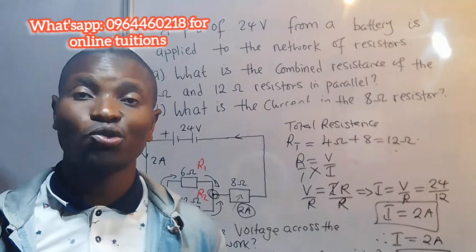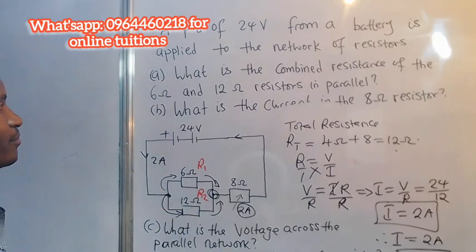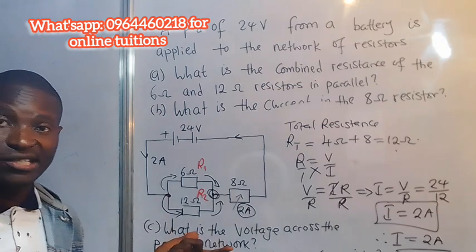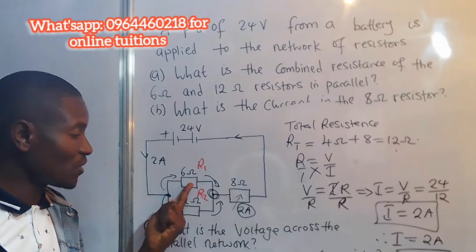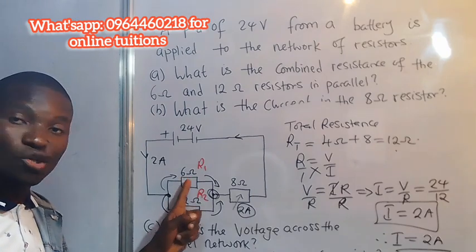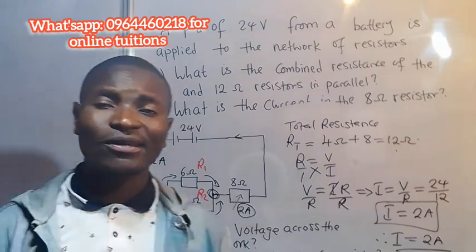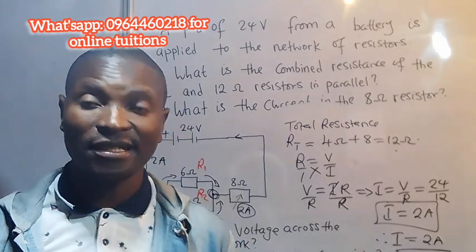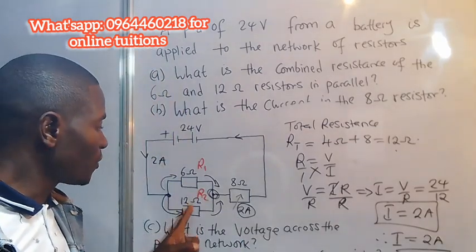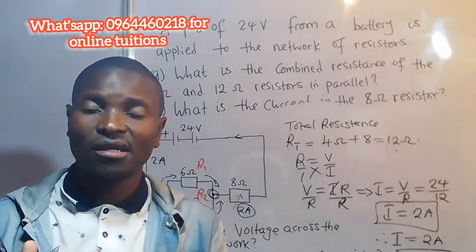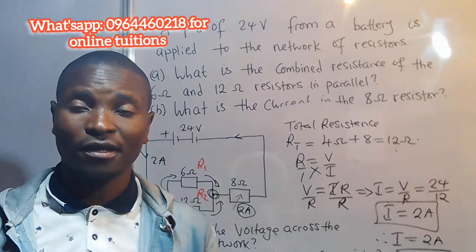So let's go to the third question. What is the voltage across the parallel network? So what is the voltage that is passing through the 6 ohm resistor and the 12 ohm resistor? So we are being told to find the voltage. Now, here's the concept about Kirchhoff's law. Kirchhoff's law states that the voltage in the parallel network or connection is the same, okay?